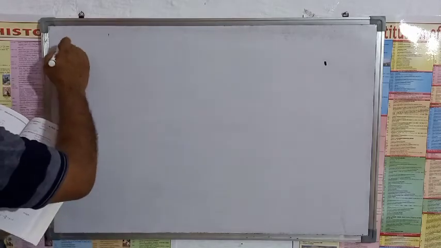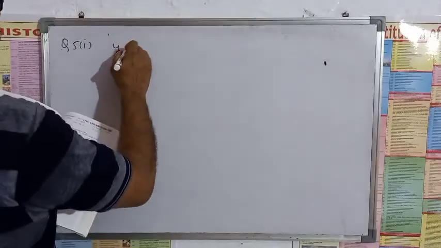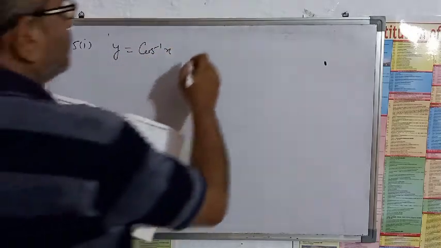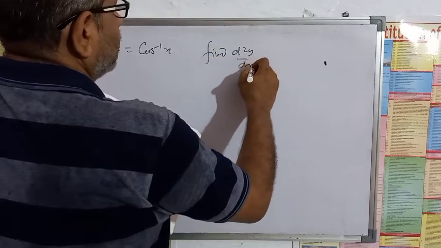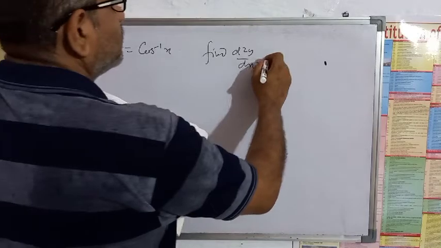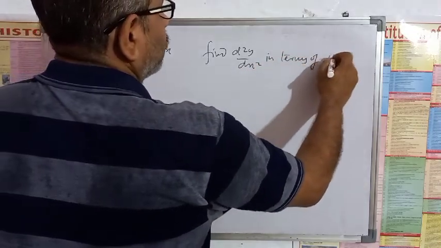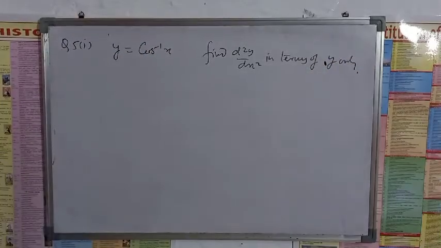Let us see question number 5th. Question number 5th, first part. Y is equal to cos inverse x. Find d2y by dx square in terms of y only. In terms of y only, we have to find dy by dx.